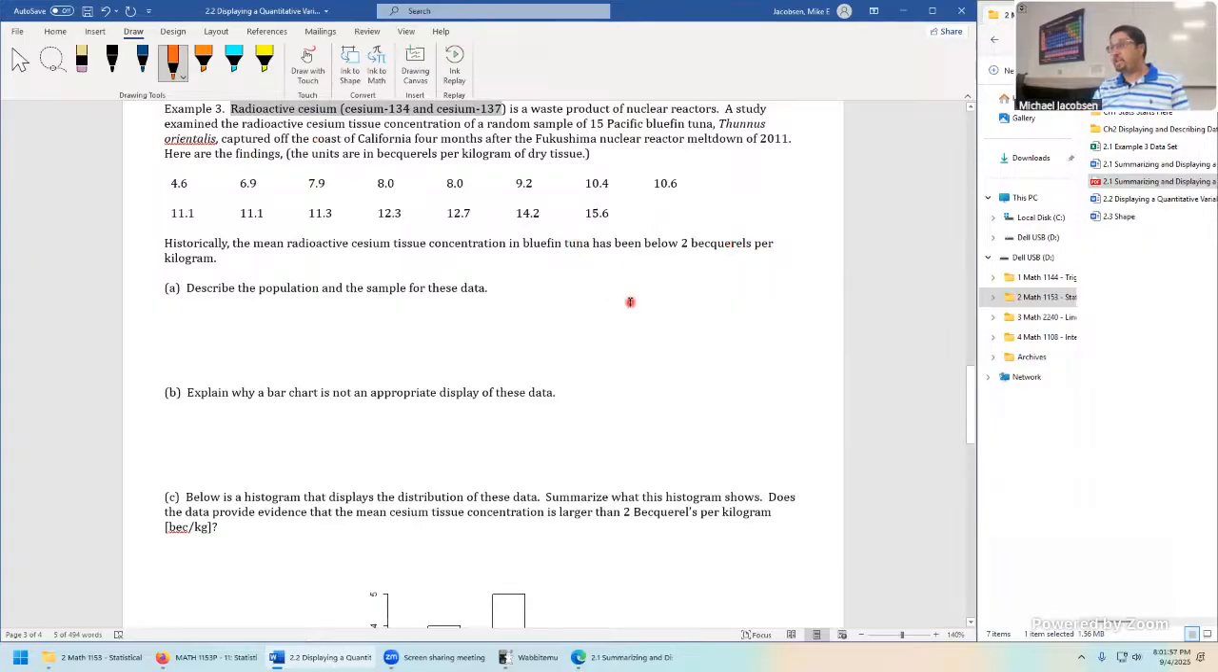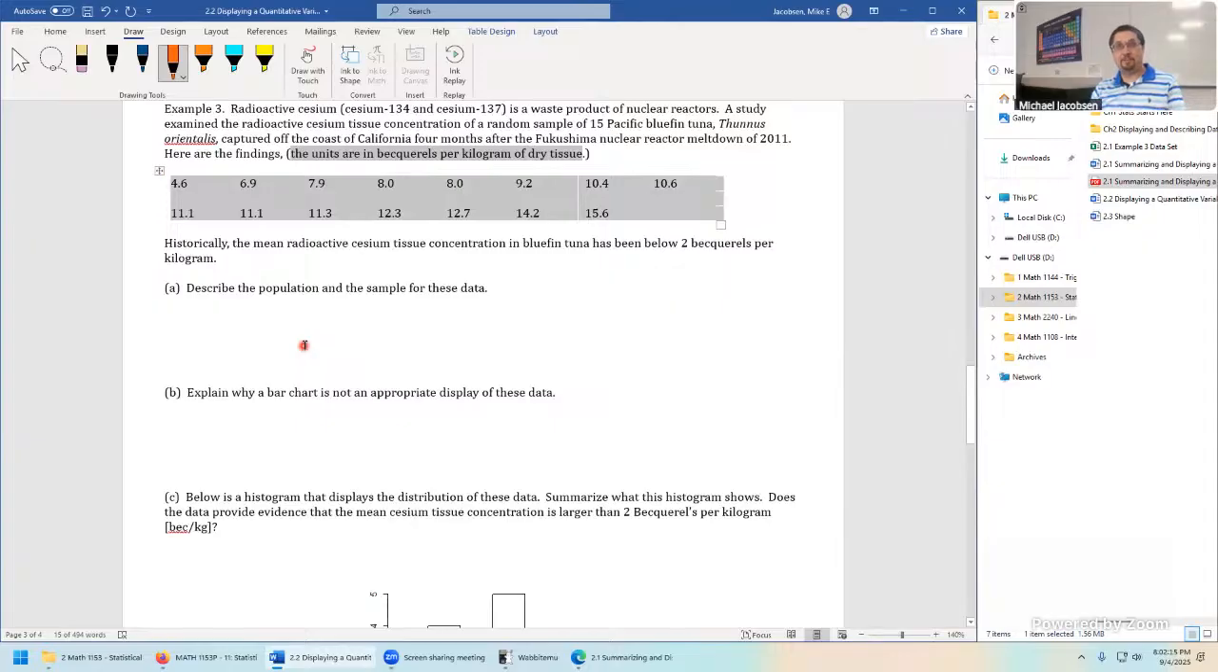Then they looked into the radioactivity of it, and these are the radioactive measurements of those fish. Units of becquerels per kilogram of dry tissue. So how much of it was cesium and how radioactive was the cesium? Again, complicated unit, but if you can imagine what happened to that fish, that's what went down.